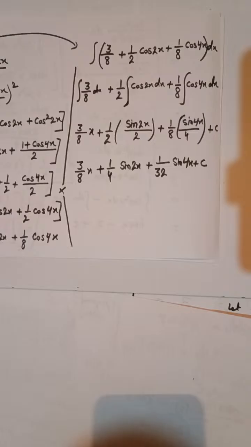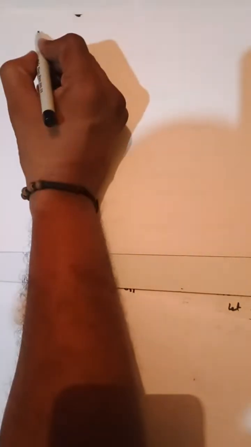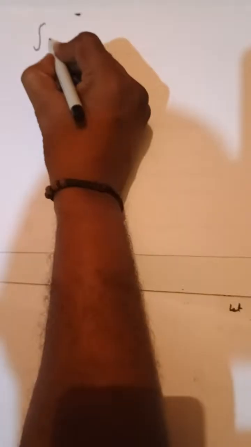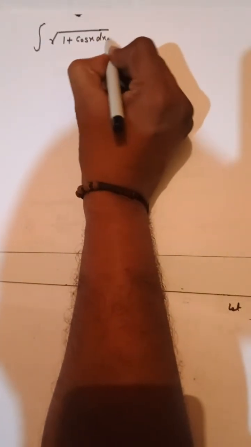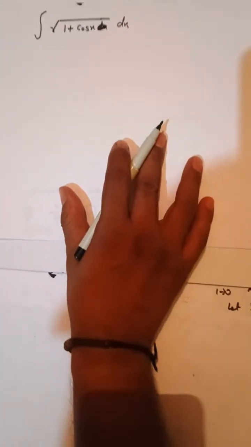Now we are going to have one more question. Let's do it. We have one question, that is the integration of root under 1 plus cos x into dx. This dx is just outside of the root. So we are just going to calculate this one.